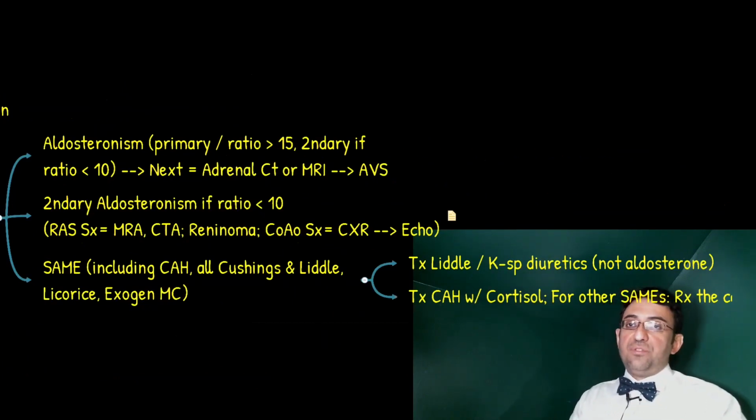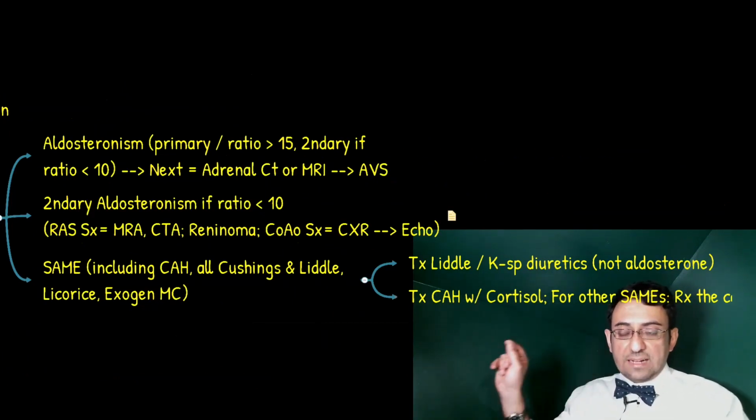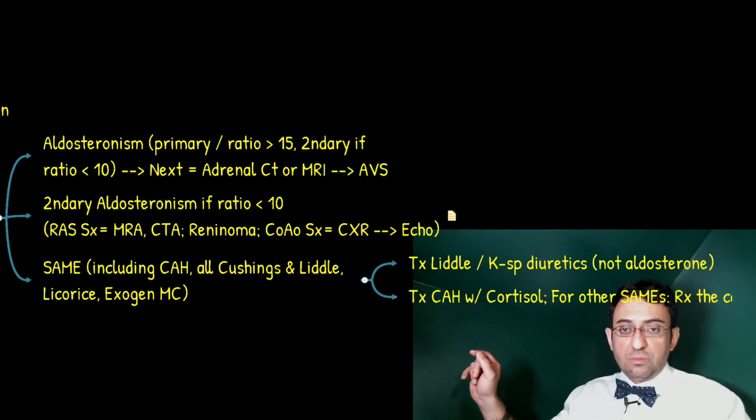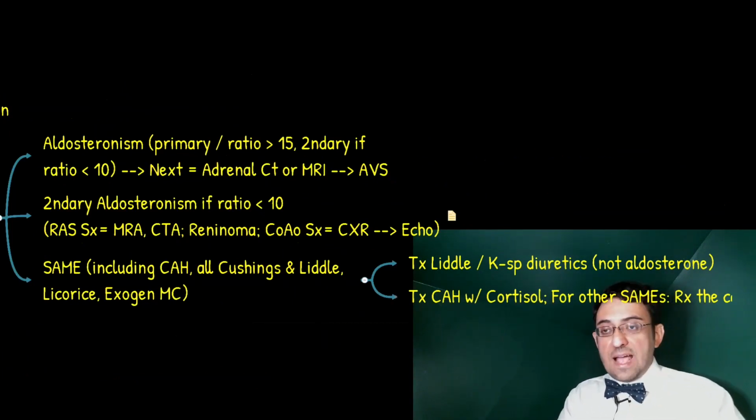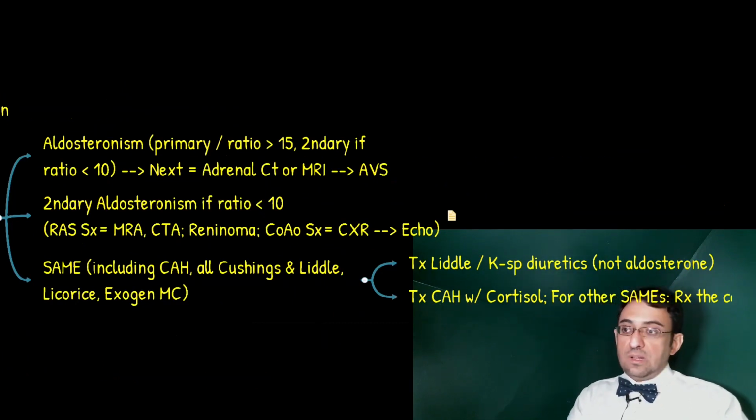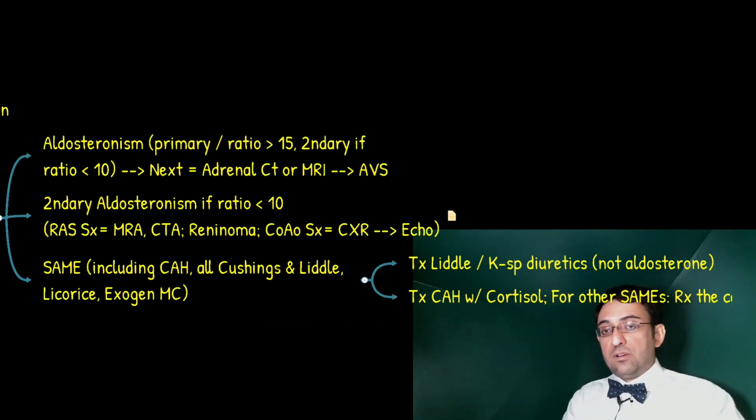We have 3 potassium-sparing diuretics or more, but 2 of them, at least these 2, directly target the epithelial sodium channel, while the other ones are aldosterone blockers such as Aldactone or eplerenone. For the other causes of SAME, address the underlying etiology. For example, ask the patient to stop chewing the licorice-containing tobacco or candy.